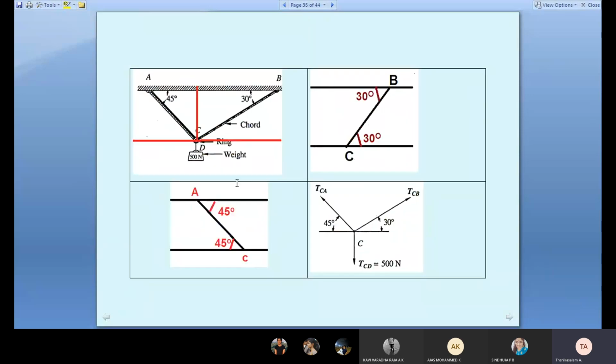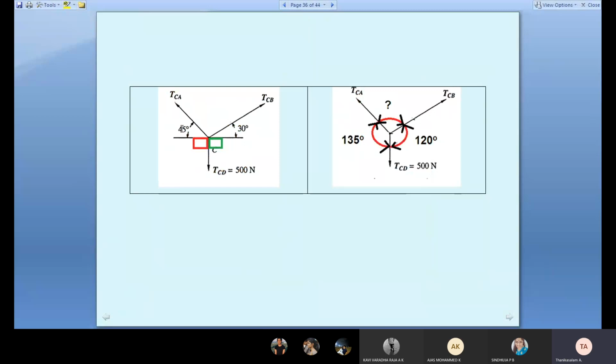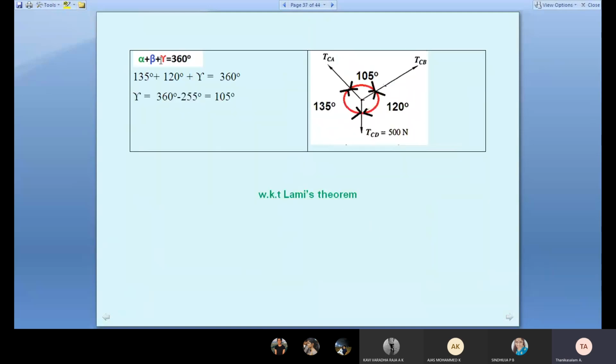Each quadrant we know is 90. See the red color mark, 90 plus 45, 135. Similarly, the green color, each quadrant 90, 90 plus 30, 120. What is the balance angle? We know the total is 360. Alpha plus beta plus gamma equals 360. So 135 plus 120 plus gamma, therefore gamma equals 105.